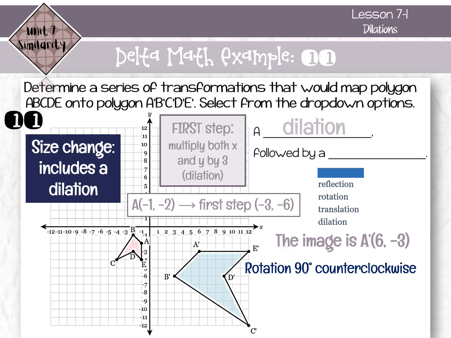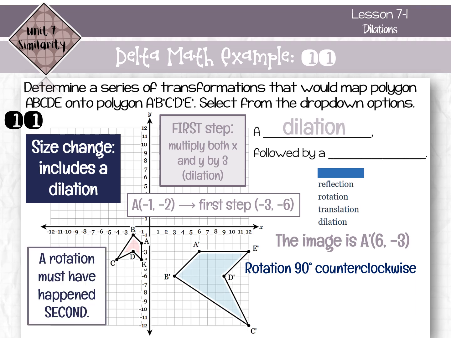The image, though, is at 6, negative 3, which must have included a rotation 90 degrees counterclockwise. So the rotation must have happened second to take the original A after a dilation onto the point A prime.